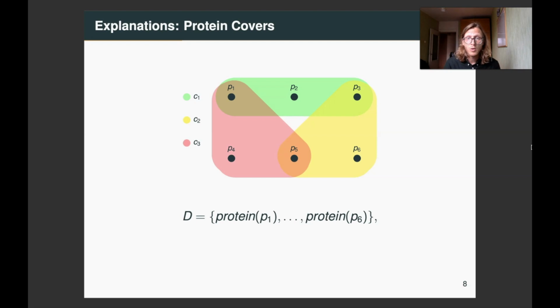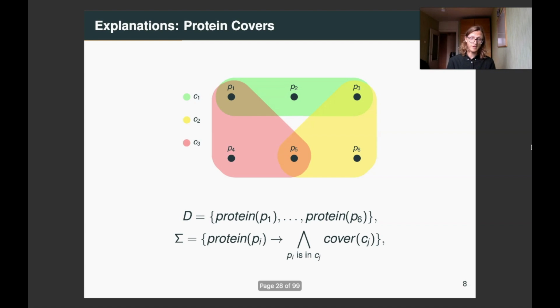In the database, we have a fact for each protein. In the program ontology, we capture what proteins cover what complexes, right? So for example, P1, protein 1, covers complex green, C1, and red, C3. And we have for each protein a rule. And finally, the query tells us that all complexes are covered. That's what we observed. Okay?